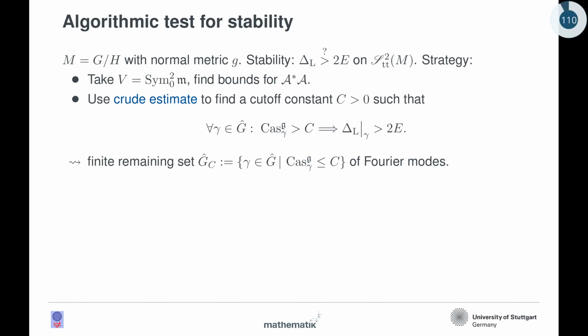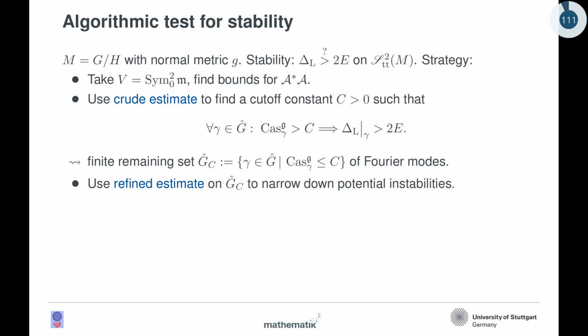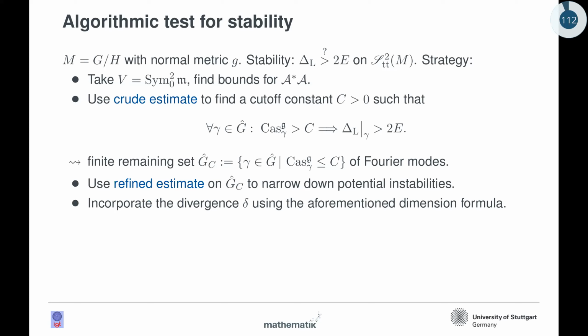So if we do that, we can do that algorithmically. Then we get a finite set of Fourier modes of highest weights of G that remain, and on these we individually apply this refined estimate. And this narrows down the set of potential instabilities even further. With a potential instability, I mean a Fourier mode that might contain tensors that are unstable or destabilizing. We should also incorporate this divergence. We have this dimension formula from earlier, and this can also be done. We just have to compute the dimension of some Hom spaces.